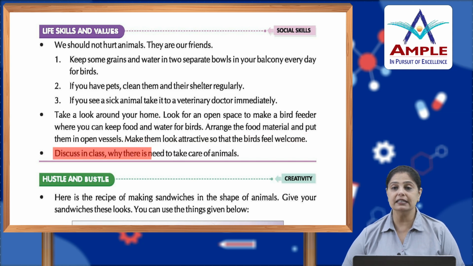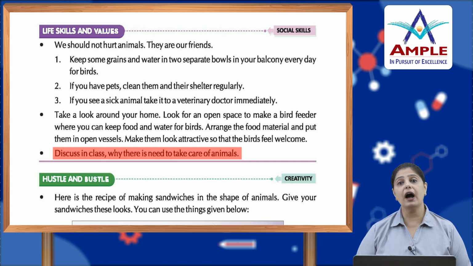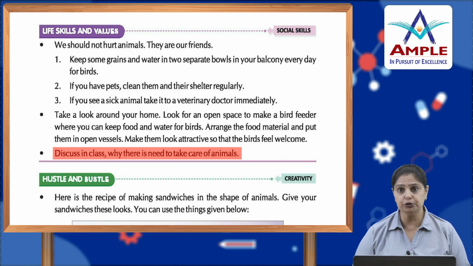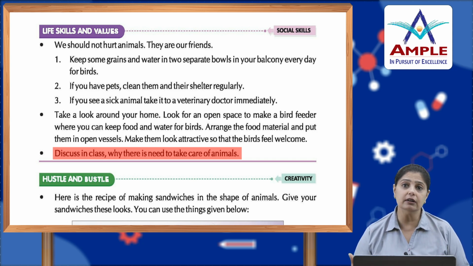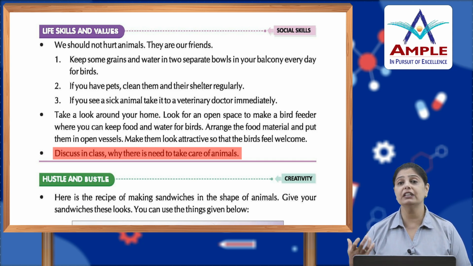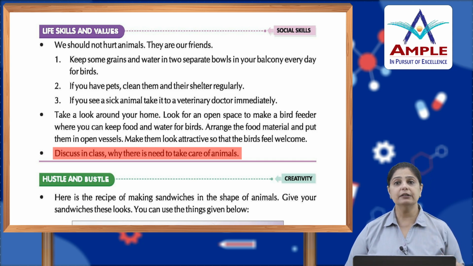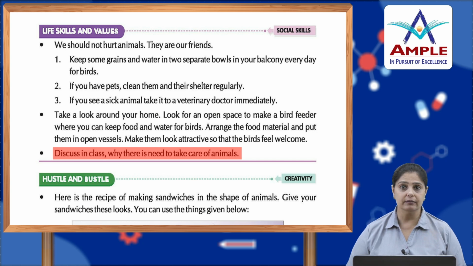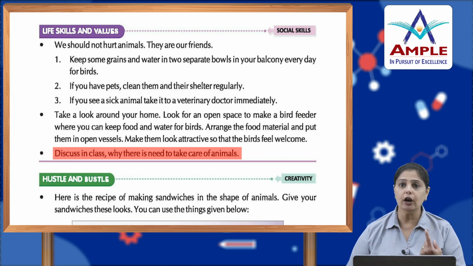Discuss in class why there is a need to take care of animals. So children, as we know, slowly and gradually, because of us humans and the activities that we do, there are certain animals which are disappearing from the surface of the earth, they are not there anymore, they are getting extinct. So that is the reason why we need to protect them and care for them, because all these animals in turn help us, we are all interdependent on each other. So all living beings are dependent on plants, animals and humans. It's like a cycle which is followed by all.